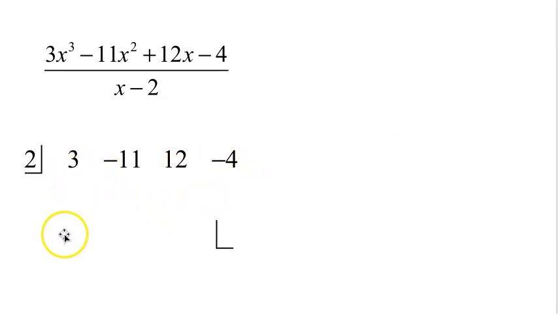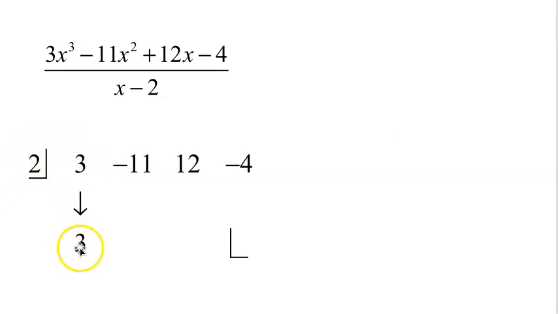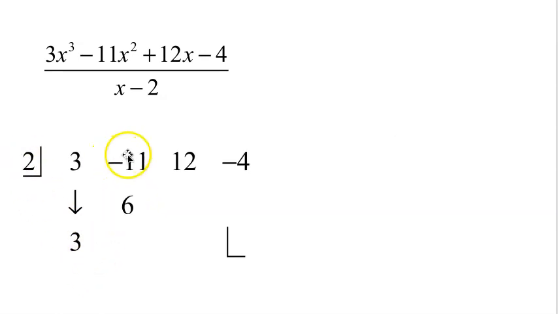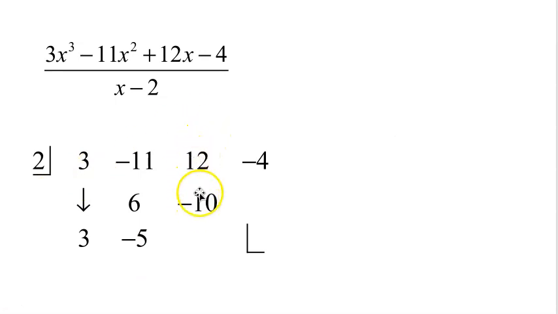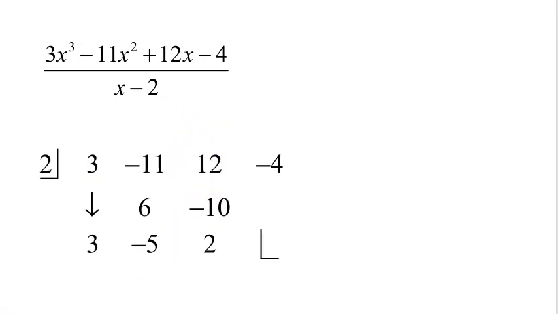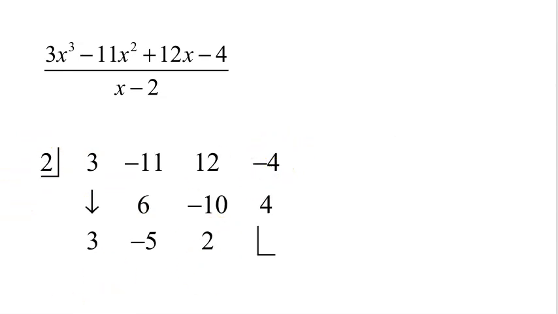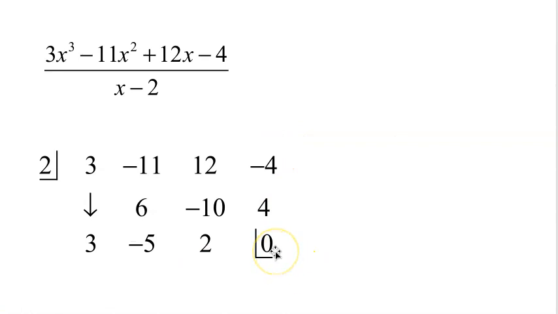Next, we bring the first number down. 3 drops down. Then we multiply this outside number by the down number. 2 times 3 is 6, and that goes in this slot. Then we add these together. Negative 11 plus 6 is negative 5. Multiply again. 2 times negative 5 will be negative 10. 12 plus negative 10 is 2. 2 times 2 is 4. Negative 4 and 4 is 0. That is your remainder. So there is no remainder.